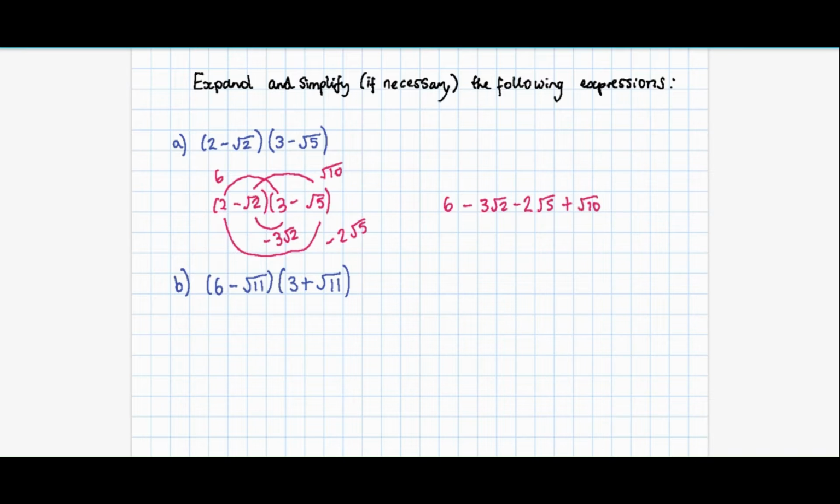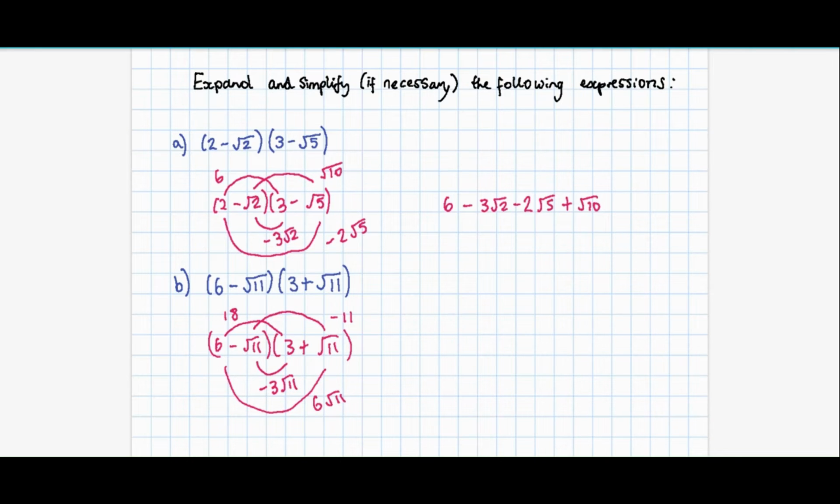So for this next one, we've got 6 minus root 11 times 3 plus root 11. So let's do the same here. Let's times these out. So we've got 6 times 3, which is 18. And then minus root 11 times root 11. So a root times a root is going to make the whole number again. So it's going to be minus 11. And we've got minus root 11 times 3, which is minus 3 root 11. And then we've got 6 times root 11, which is going to be 6 root 11.